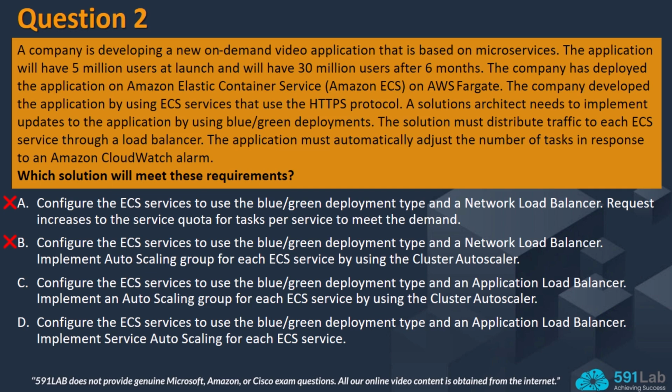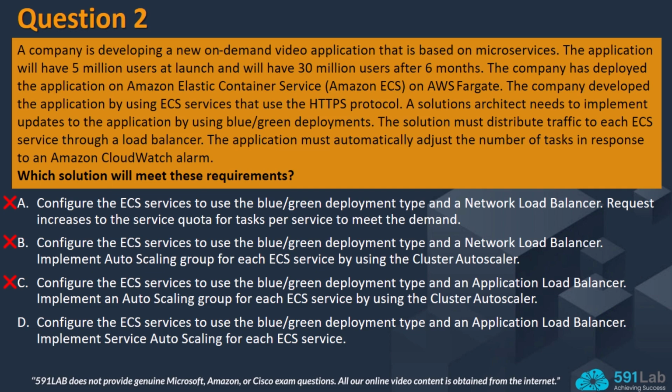Option C. Configure the ECS service to use the blue-green deployment type and an application load balancer. Implement an Auto Scaling group for each ECS service by using the cluster autoscaler. This option suggests using blue-green deployments and an application load balancer for load balancing, and implementing an Auto Scaling group with a cluster autoscaler. However, as mentioned earlier, the cluster autoscaler primarily deals with EC2 instances, not ECS services, so this is not the correct answer.